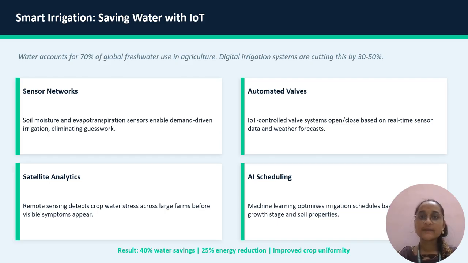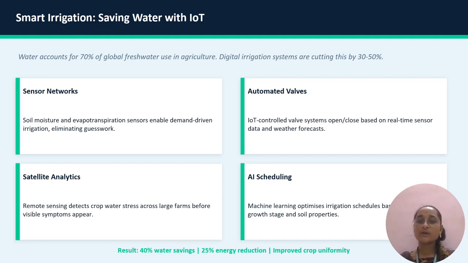In this slide, I explain how irrigation systems use technology to save water in agriculture. First, agriculture uses about 70% of the world's fresh water. With digital technology, farmers can reduce water use by 30 to 50%. The key components are, first, the sensor network. Sensors are placed in the soil. They measure soil moisture and water needs.